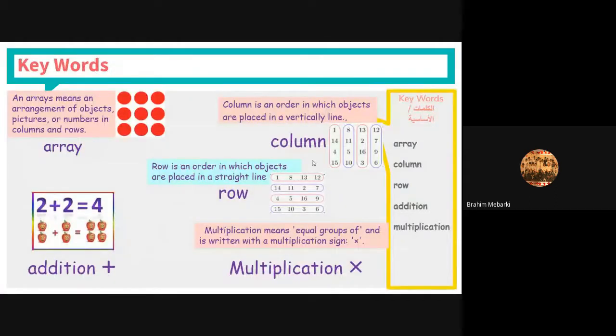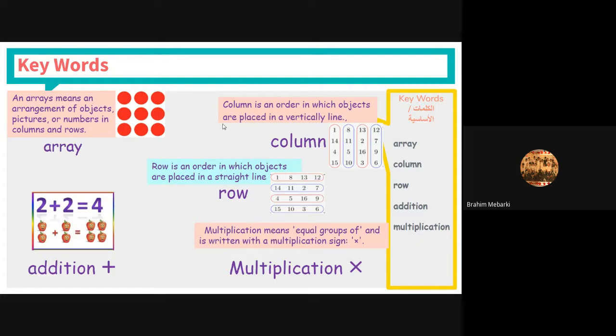Now, the keywords. The most important keyword in our lesson is array. What is an array? An array means an arrangement of objects, pictures, or numbers in columns and rows. That is called an array. You can use counters, circles, dots, numbers, pictures, anything. You can represent your array the way you want. What is important is that you arrange them in columns and rows.